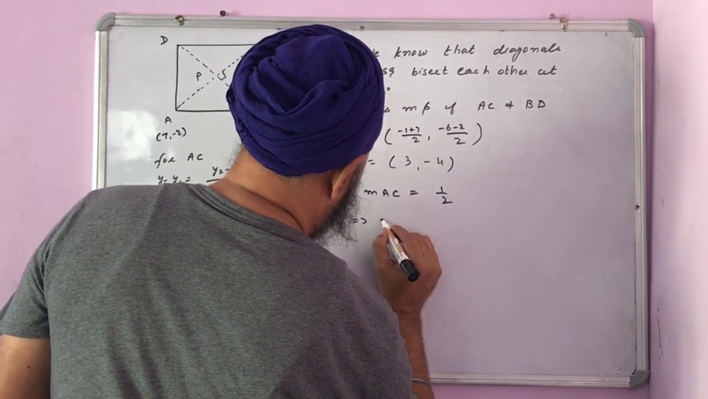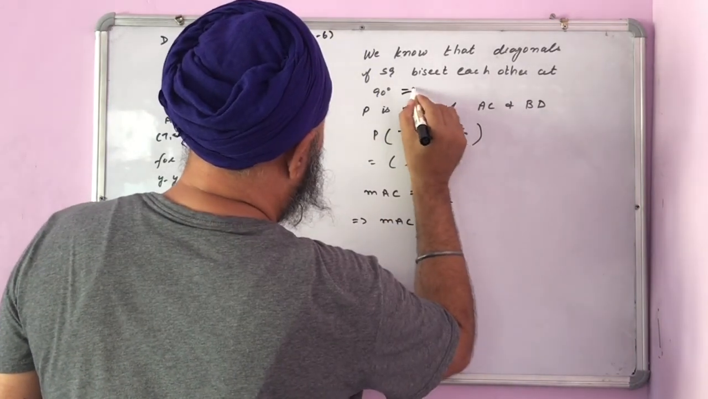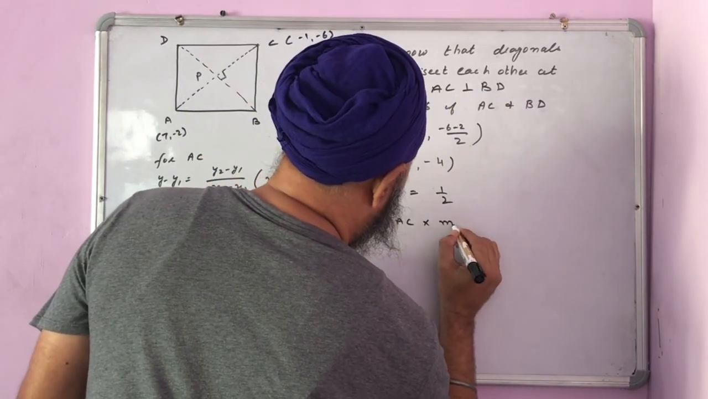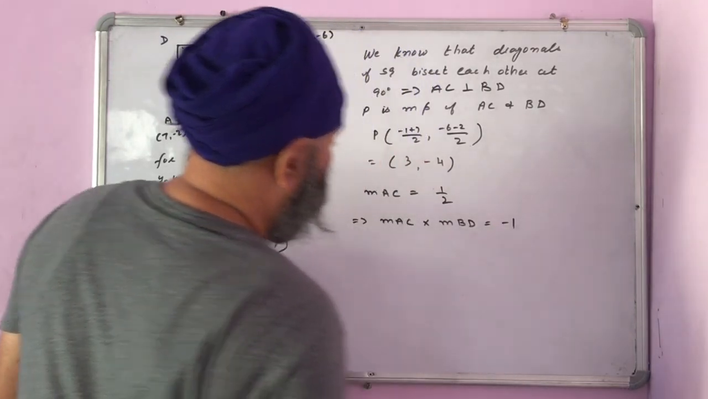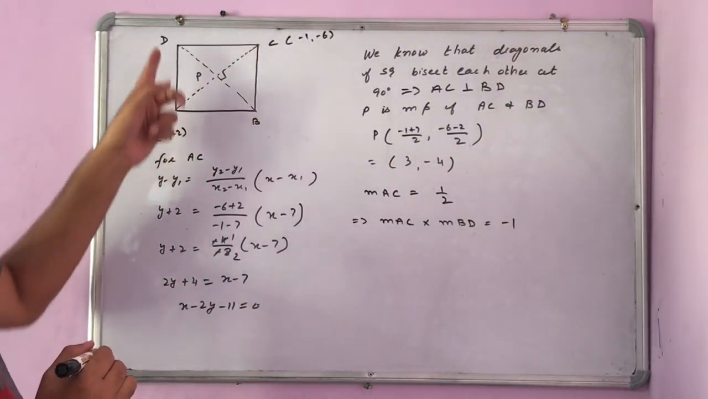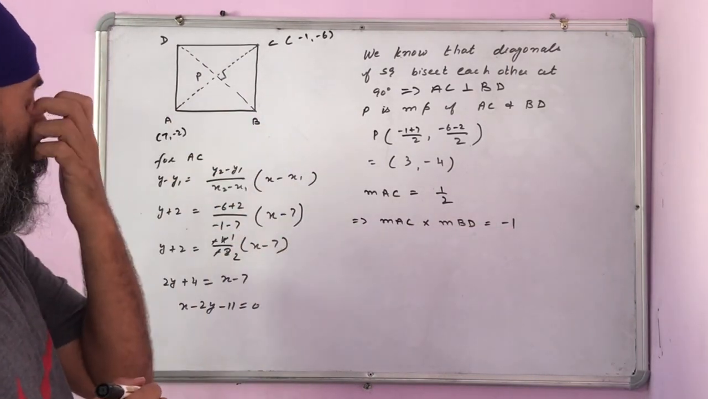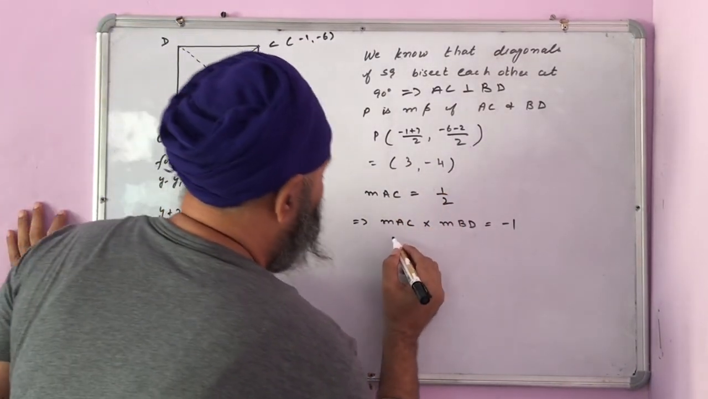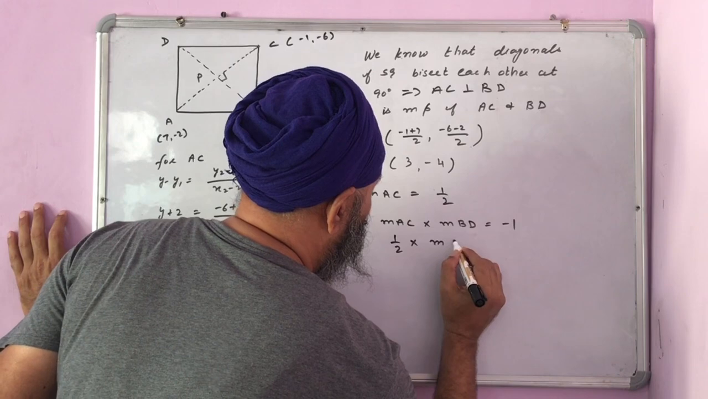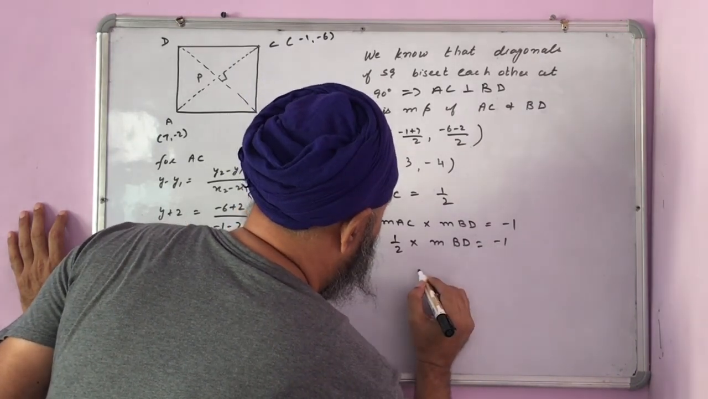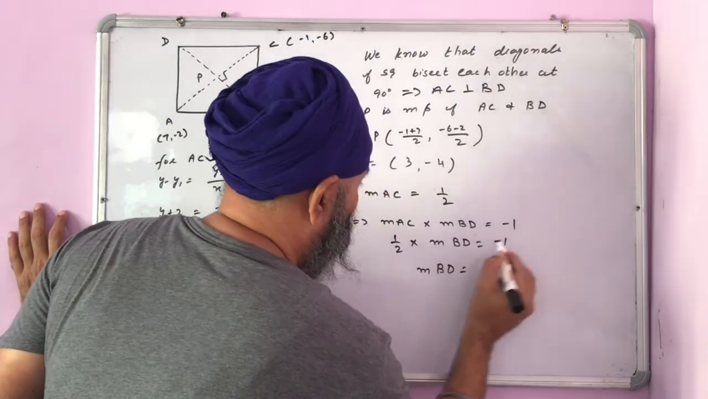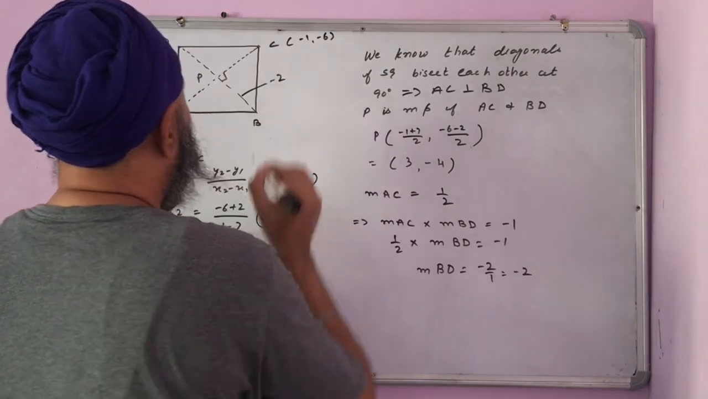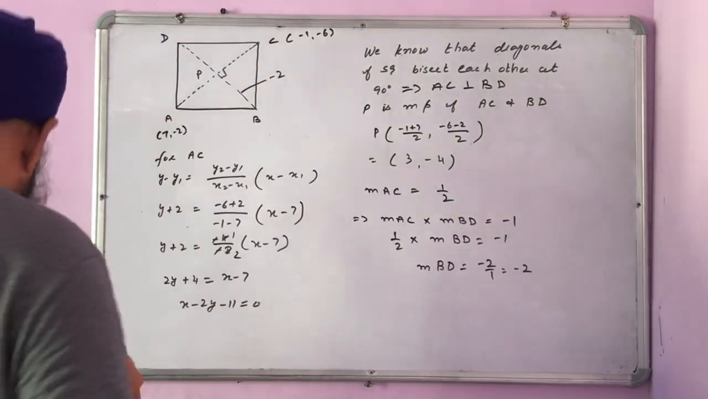It implies that AC is perpendicular to BD. M_AC into M_BD is minus 1. They are perpendicular to each other, so the product of their slopes will be minus 1. So M_AC is 1/2, M_BD is minus 1, then slope of BD is minus 2 upon 1, or minus 2. Slope of this line is minus 2.